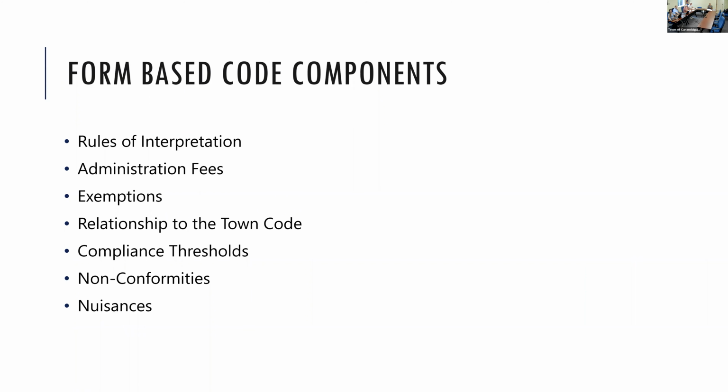Also in this section, we talk about rules of interpretation, fees, exemptions, how it relates to the town code, non-conformities, nuisances. So all those elements you would typically have in the standard zoning code. But because we wanted to create a single standalone document, we have transferred a lot of this same content over to this document.